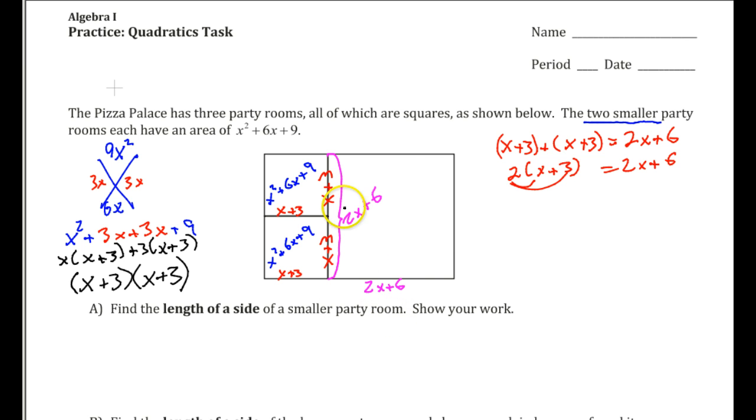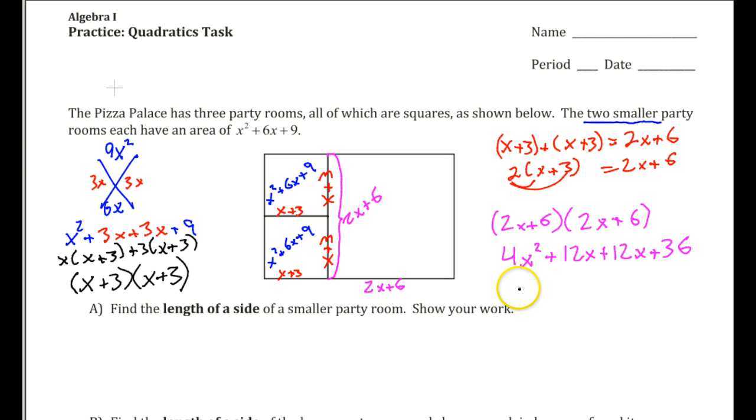So we can use this to find the area of the big room, right? So 2x plus 6 times 2x plus 6, right? And we'll get 4x squared plus 12x plus 12x plus 36. And you can use the box if you want to confirm that. And then the two centers, that diagonal, would be 24x. So now we know the area of the big room is this.